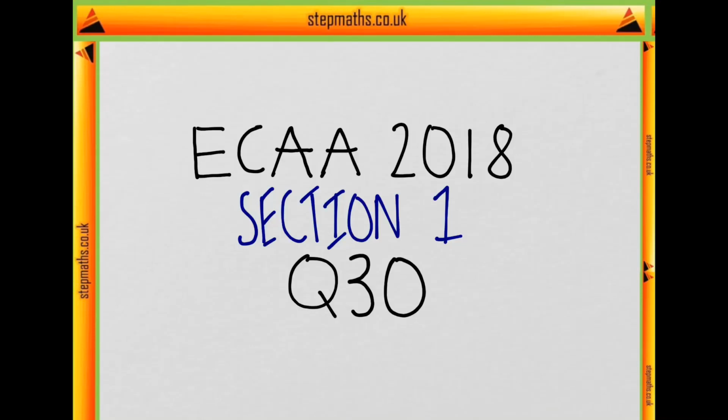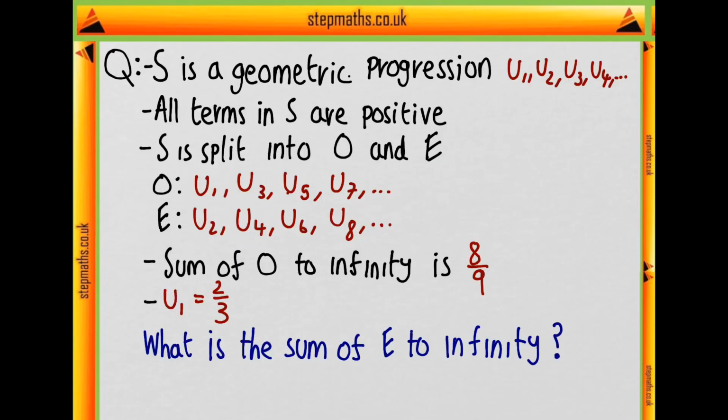This is question 30 from section 1 of the 2018 ECHA paper. So we're given a geometric progression S, the terms of which we denote U1, U2, U3, etc. We're told these facts about S.